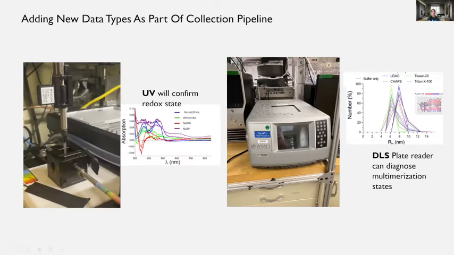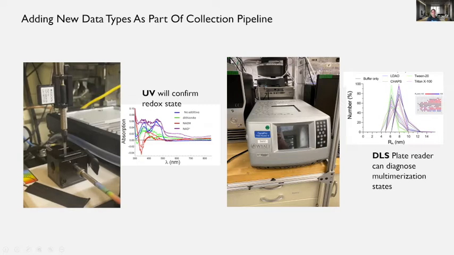Another thing that we're adding, or have added but not fully implemented, is UV on the side. So you can imagine adding it in series with the collection. You go over the X-ray beam, you collect your SAXS data, then you go over to the UV area and collect the UV sample. That's particularly good for checking proteins with redox state issues or other things.